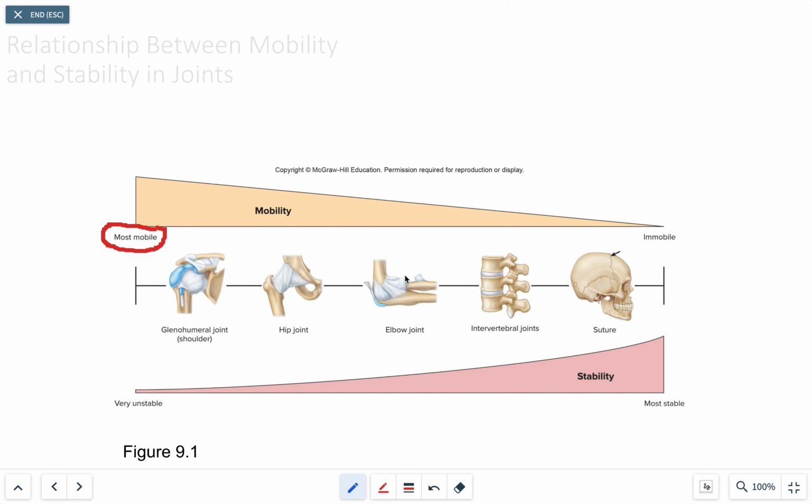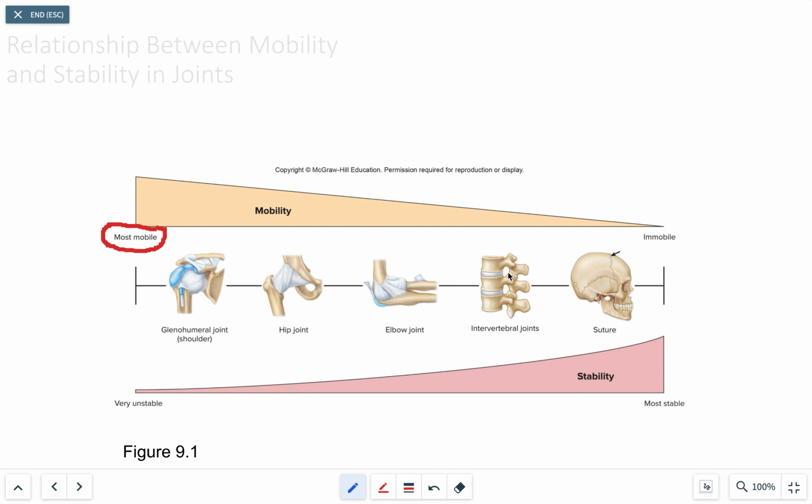The elbow joint, which has not only flexion and extension, but also supination and pronation, has an equal amount of mobility as related to stability due to its structural composition of the olecranon process and the olecranon fossa.